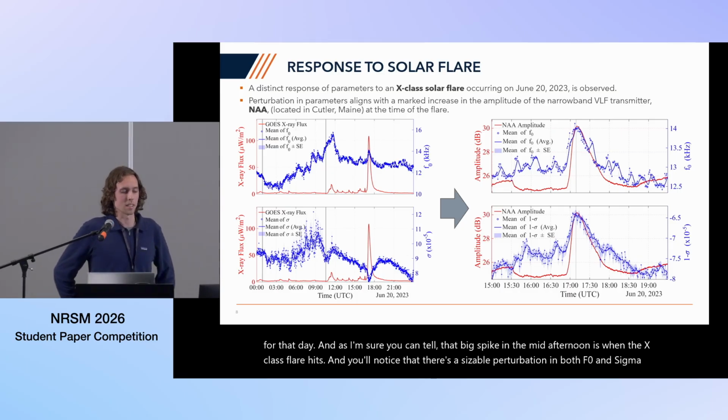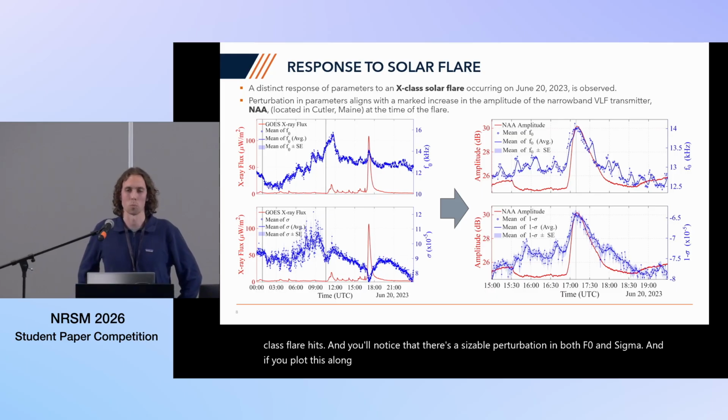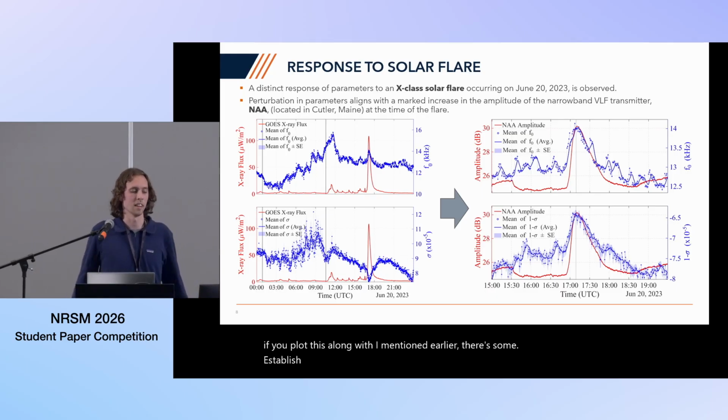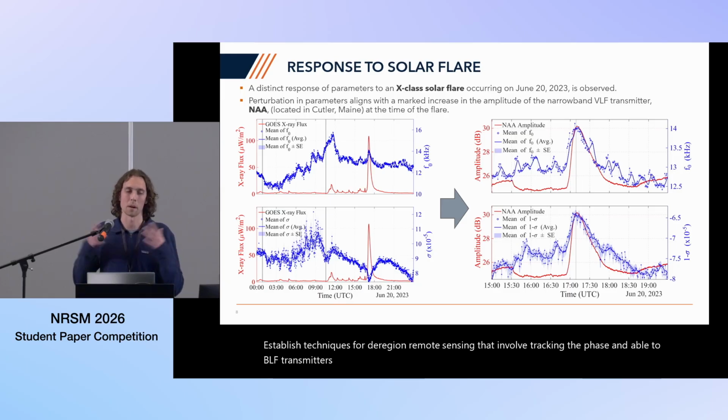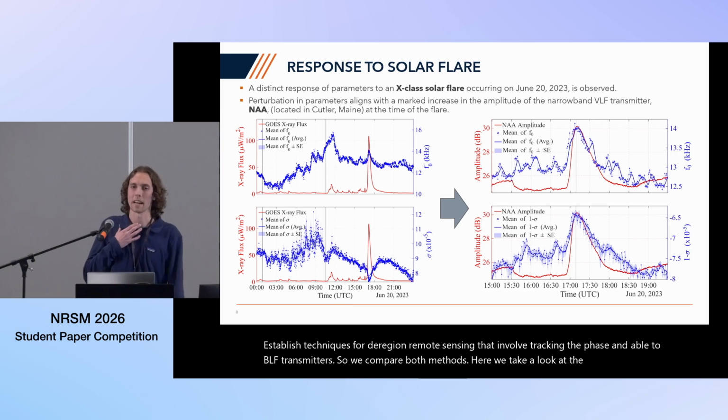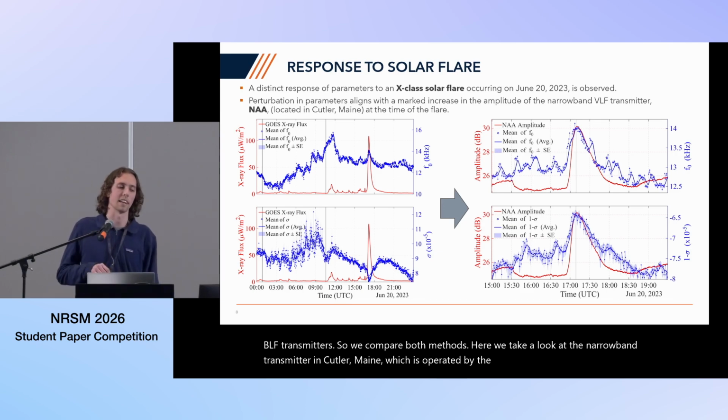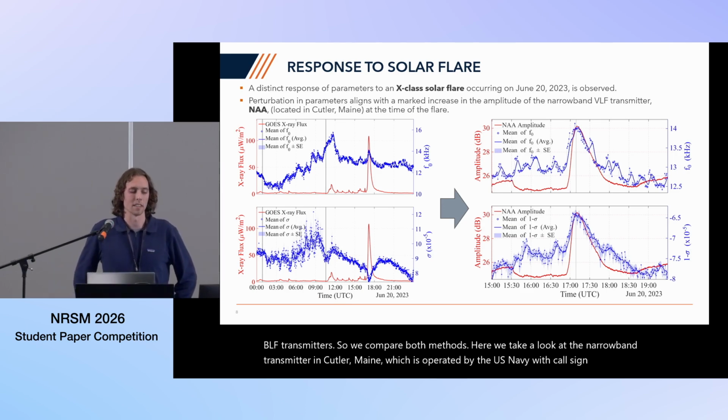And I mentioned earlier, there are some well-established techniques for D-region remote sensing that involve tracking the phase and amplitude of VLF transmitters. So we compare both methods here. We take a look at the narrowband transmitter in Cutler, Maine, which is operated by the U.S. Navy with call sign NAA. And we plot its amplitude.